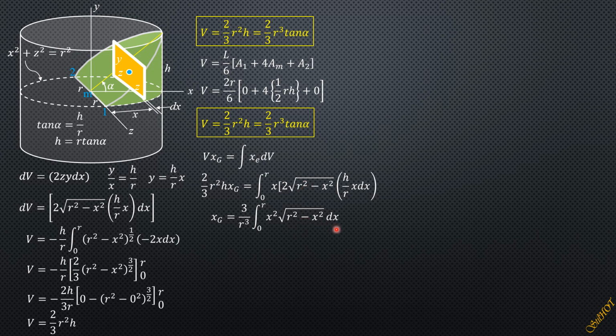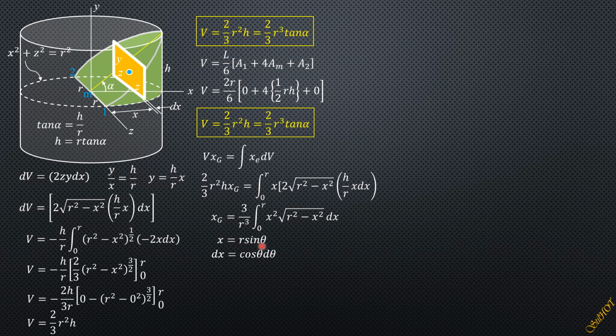From our experience in integral calculus, when the integrand involves constant squared minus variable squared, we put the variable equal to constant sine of theta. So x is r sine theta. Then the differential of x is r cosine theta d theta. I will not draw a right triangle anymore.